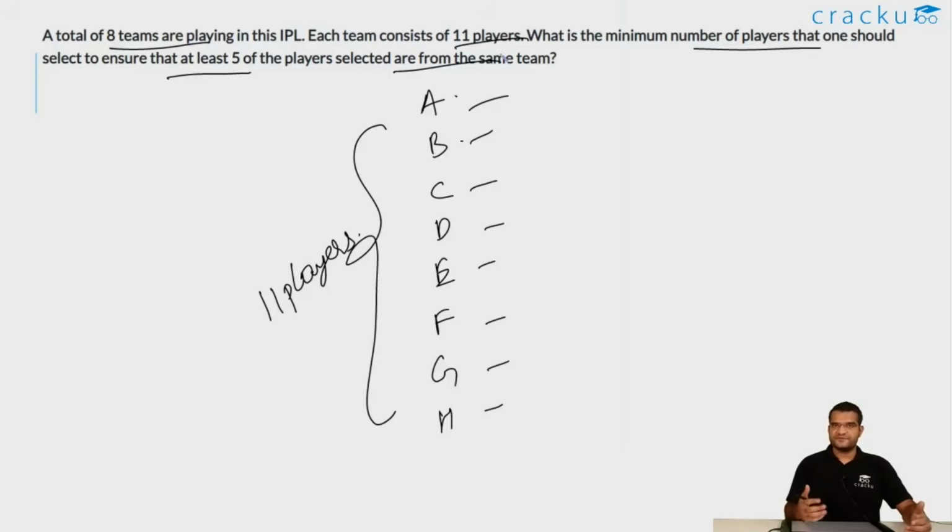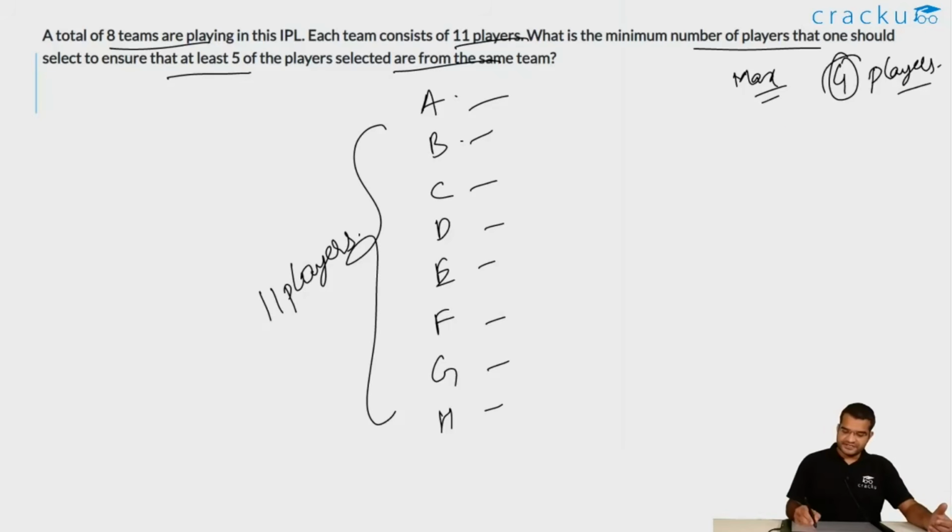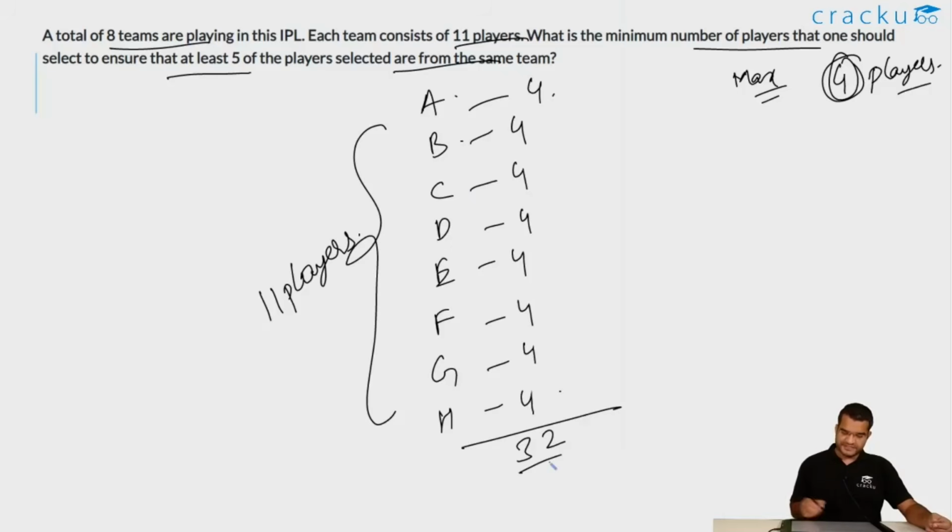So what we'll do is first calculate the maximum number of players that you can select such that there is a chance that each team has a maximum of 4 players in it. How can you select the maximum number of total players such that each team has only 4 in it? We can select 4 players from A, 4 from B, 4 from C, 4 from D, 4 from E and 4 from the remaining teams, and you can select a total of 32 players like this.